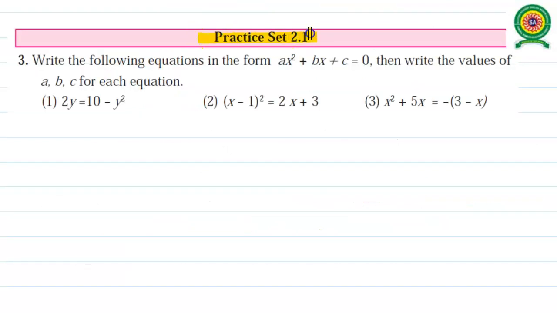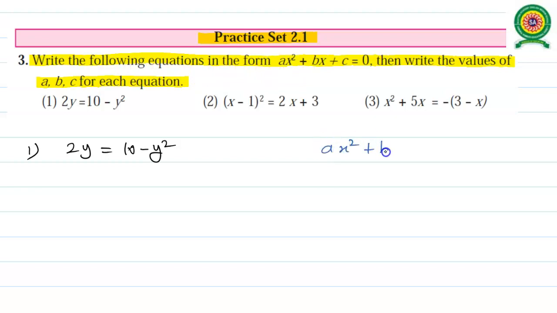Now look at question number 3 from practice set 2.1. Write the following equations in the form ax square plus bx plus c equals 0. Then write the values of a, b, c for each of the following. Now look carefully. Within it, the first sub question is 2y equals 10 minus y square. So we have the general form of quadratic equation ax square plus bx plus c equals 0.